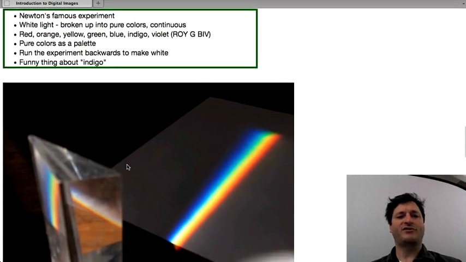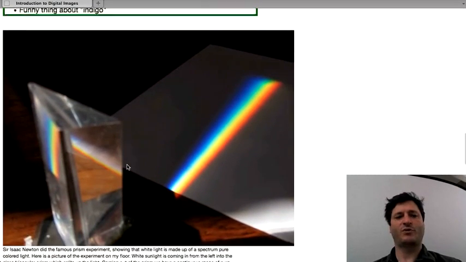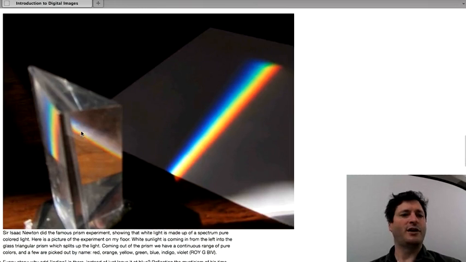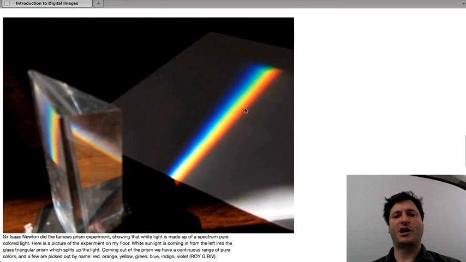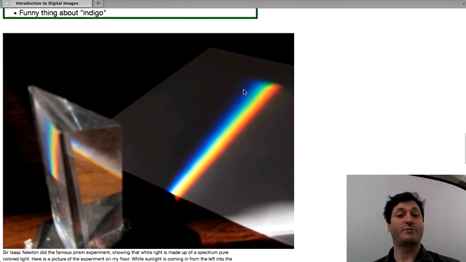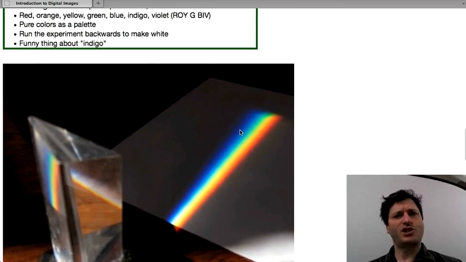So Newton had this famous experiment in the 1600s, which I've reproduced here, where he had a prism, which is just a triangular piece of glass. Here white sunlight is coming in the left-hand side, and the prism splits it into the spectrum of colors here, which I just projected onto a white piece of paper. So what this shows is that white light is not some indivisible, pure thing. Instead, it can be separated into these pure constituent colors. And this is the same thing that you would see with a rainbow.